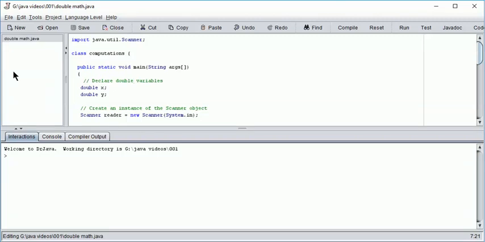Welcome back. Today we're going to be talking about doing math that allows for decimal places. If you looked at the previous video on integer math, you noticed that when you divided two integers, if there was any decimal portion to that, it would be truncated. Also, you would not be allowed to put in any numbers with decimal places because those are not integers. So usually you want to do math with the possibility of having decimal places.